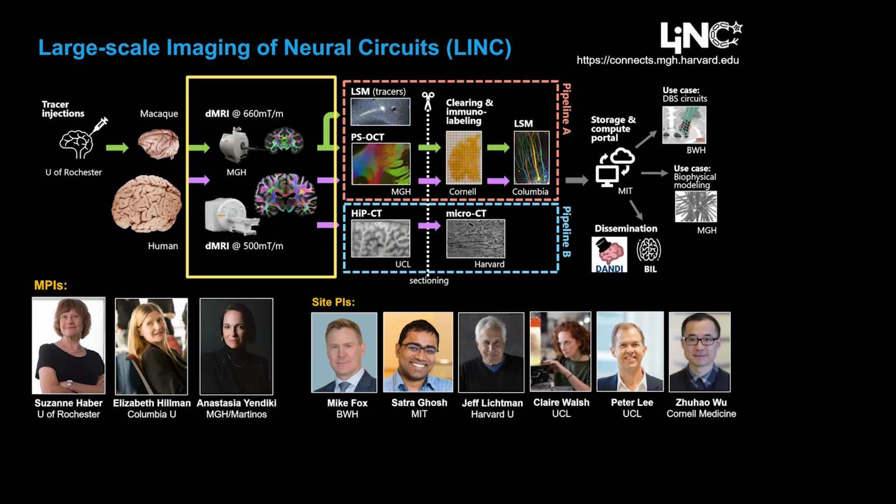And so what are we going to do with those trajectories? Well, there are several large scale projects that we're now embarking on to make use of the Connectome 2 scanner for validation of connectional anatomy in the whole human brain, going all the way down to the axonal projection level. This is a large scale effort called the Large Scale Imaging of Neural Circuits effort, led by Anastasia Yendiki, who's a neuroscientist and electrical engineer in our center.